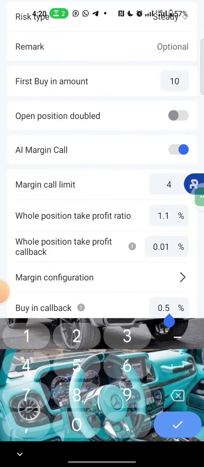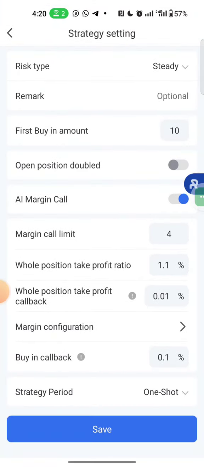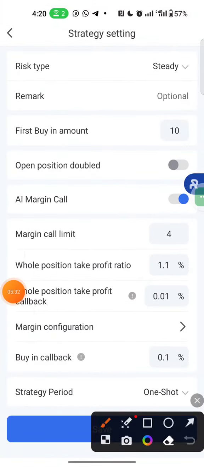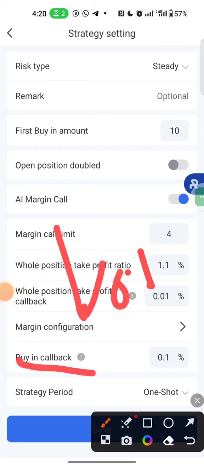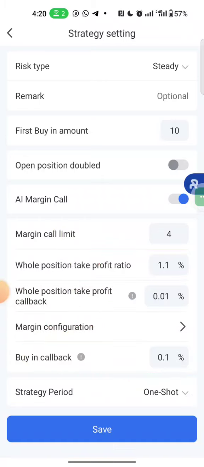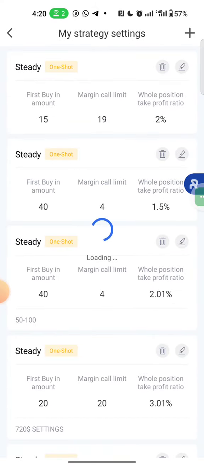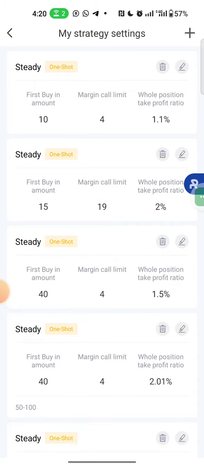So it cannot be equal. That's why we shall put a 0.1 here. It means that when the market drops by 0.2 and rises by 0.1, which is the buy-in callback, the robot should prepare to buy. So we confirm that, and that is our settings for $50. Now your drop is 5%.